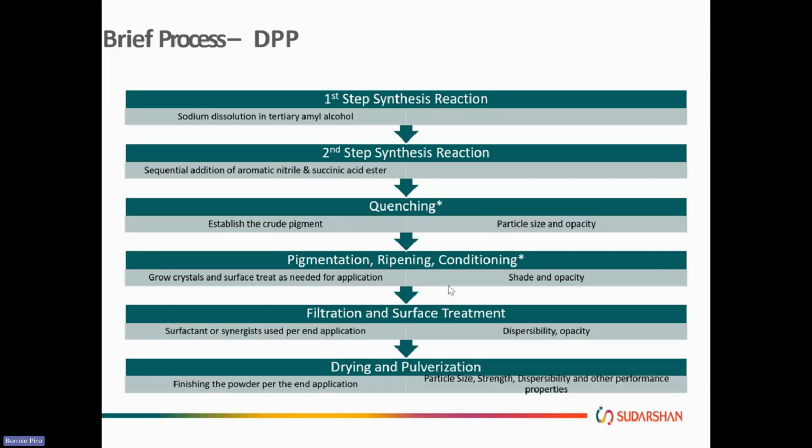And that is all going to dictate the shade and opacity that the end product will take on based on the conditions used in that particular step. And then, like other pigments, the filtration and surface treatment is done to create the dispersibility and further the opacity or transparency, depending on which direction you're going. And then, of course, they have to be dried and pulverized to get to that final product as well.